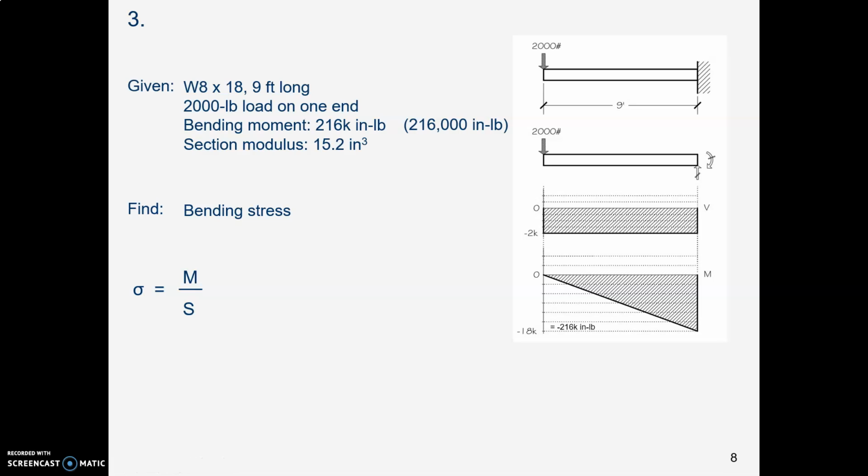Here's our good old flexure formula. Our bending stress is bending moment divided by section modulus. And there are the numbers.